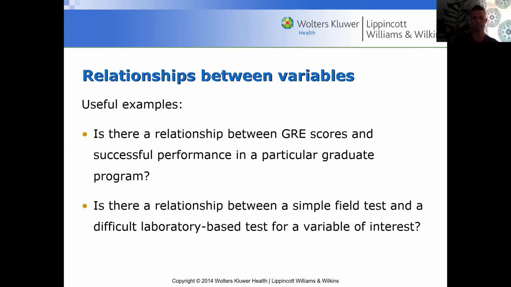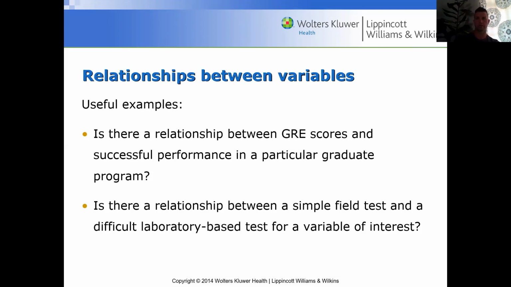Is there a relationship between a simple field test and a difficult lab-based test for a variable of interest? Again, it's important because we can control for a lot of things in the lab, so it's important to be able to do lab-type tests. But if it doesn't necessarily translate out to a simple field test that maybe is more representative of what somebody does, like on soccer skills or something like that, then the lab-based test is not really useful.